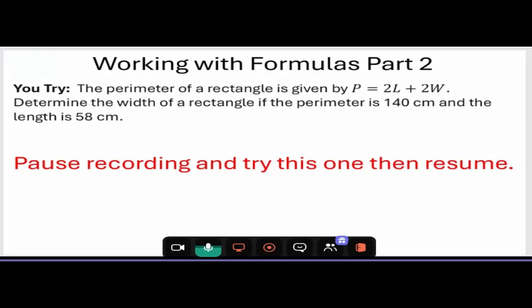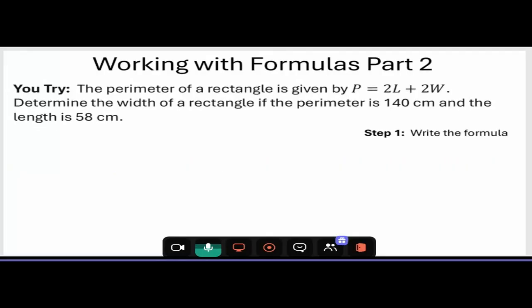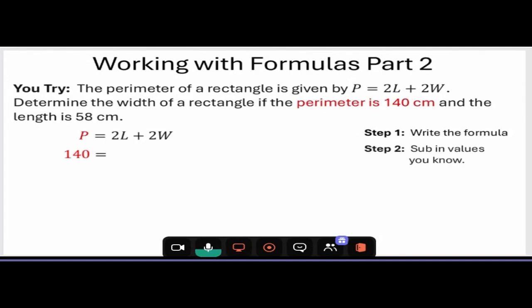Okay, let's take a look at this. So perimeter equals 2L plus 2W. What's our first step? We write the formula down, like so. Second step, we're going to plug in everything we know. So we have been told the perimeter on the left-hand side is 140. And again, I'm going to keep saying this.